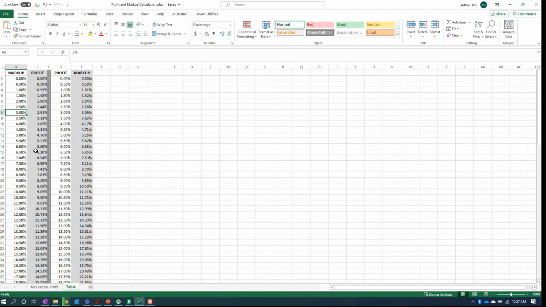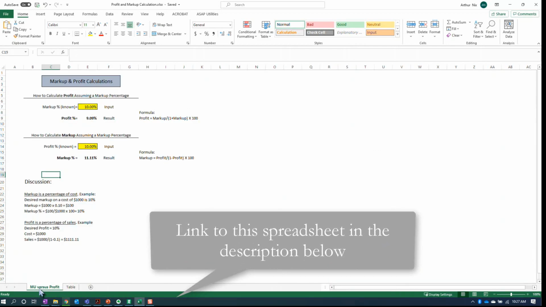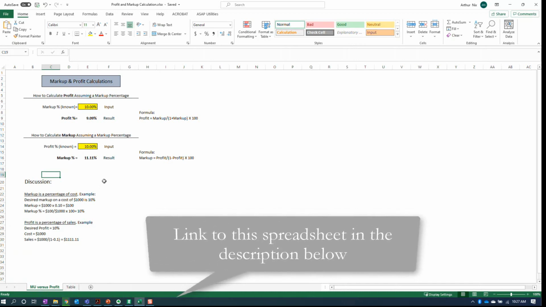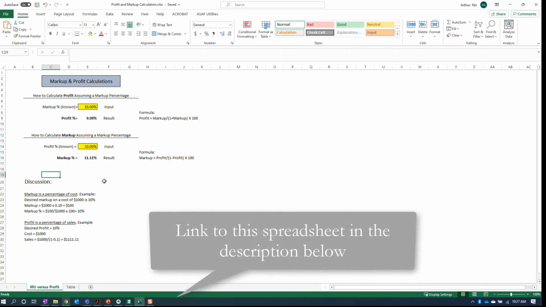So when people say, hey, I want to get 3% markup, 3% profit, I say, at that level, it's the same. I will have this spreadsheet available to download on the blog and also on the YouTube video if you want to reference this.